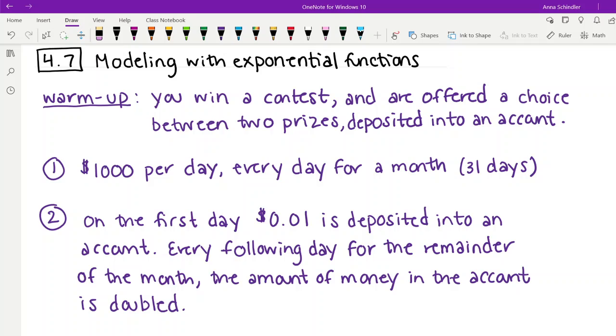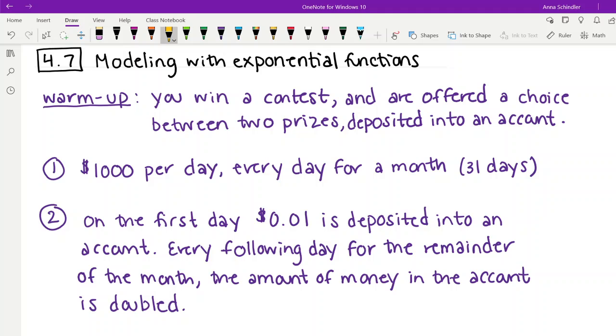So let's say that you are lucky enough to win a contest. And so you have two different choices for what your prize will be. The way that these prizes work is that you're going to have an account opened. And in the first choice, into that account, $1,000 will be deposited every day for a month. So $1,000 on the first day, another $1,000 on the second day, and they'll keep depositing $1,000 over and over.